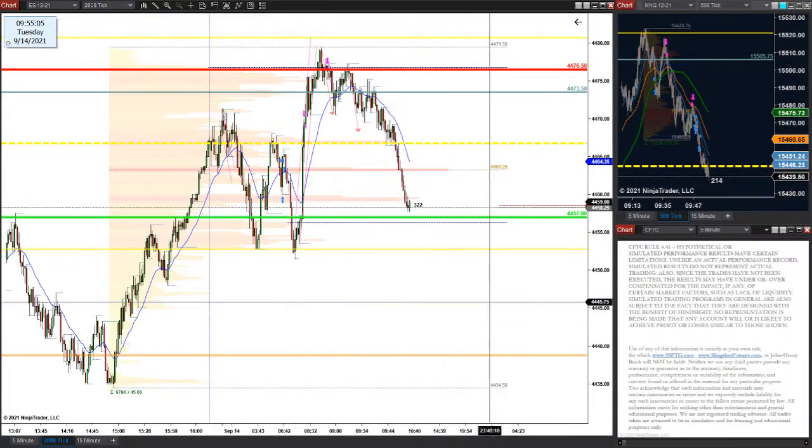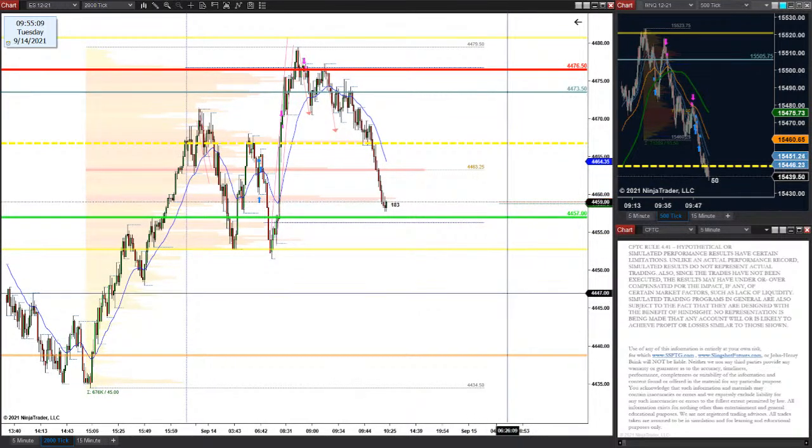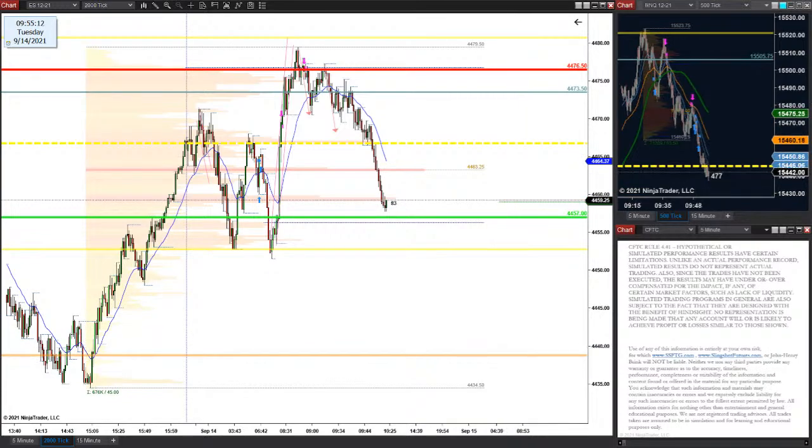Very, very nice continuation to the downside. Market falling apart a little bit. Zone of support in the 57s, at least that's where they start.